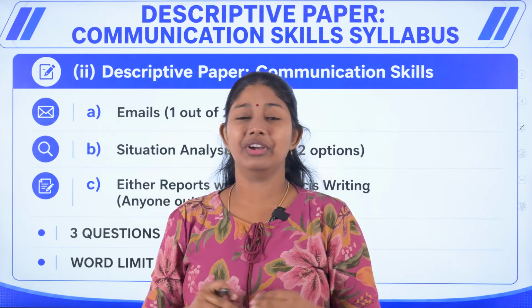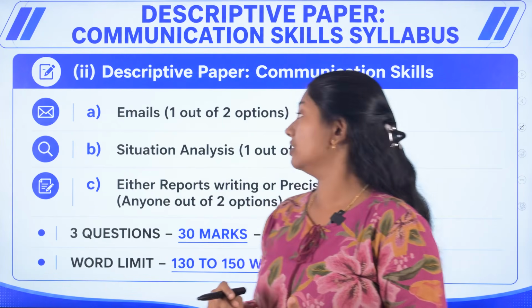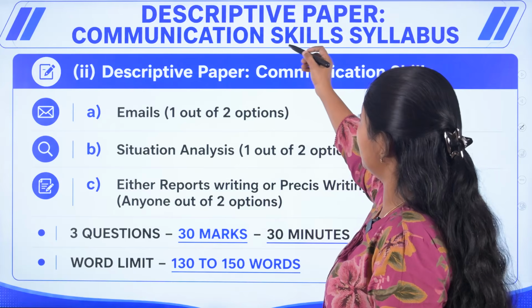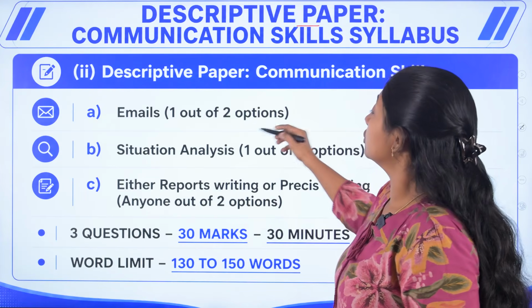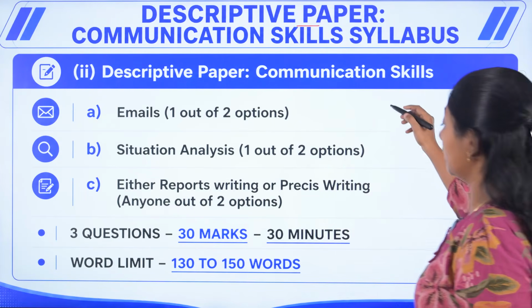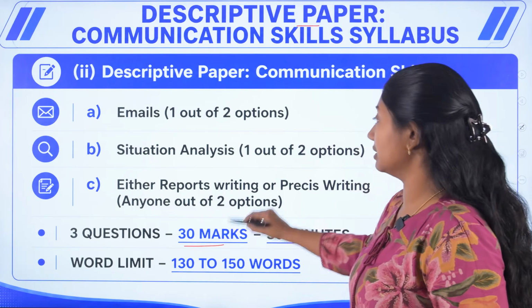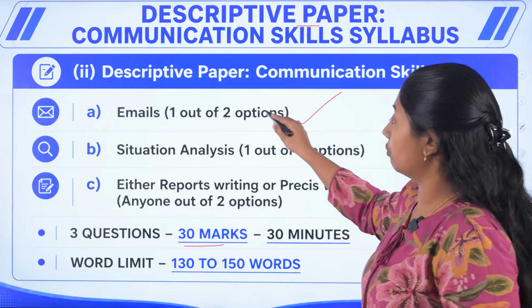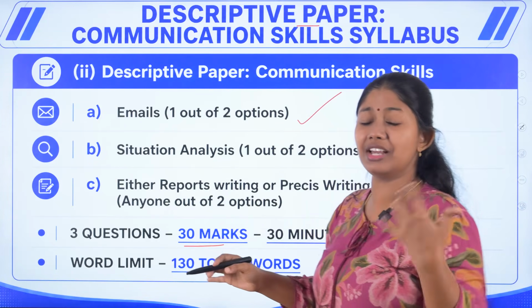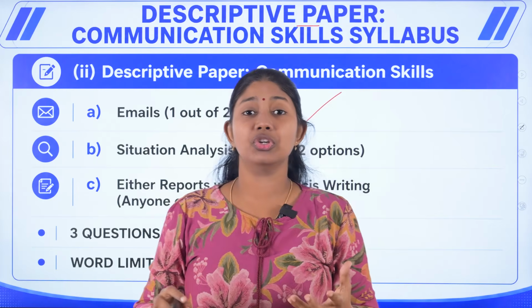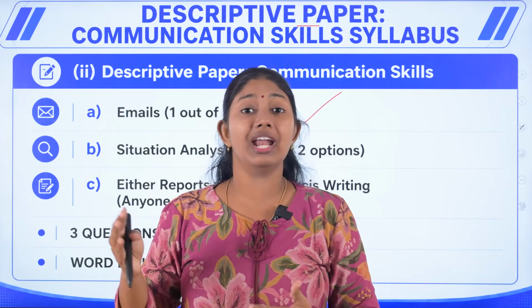Then next, you have the descriptive section for mains. So how that has been asked, let's see, descriptive paper. So you have descriptive communication skills. In total, 3 questions will be asked, like emails. So 1 you have to attempt out of 2. All these, SBA mainly focuses on your English, how well you can handle English.